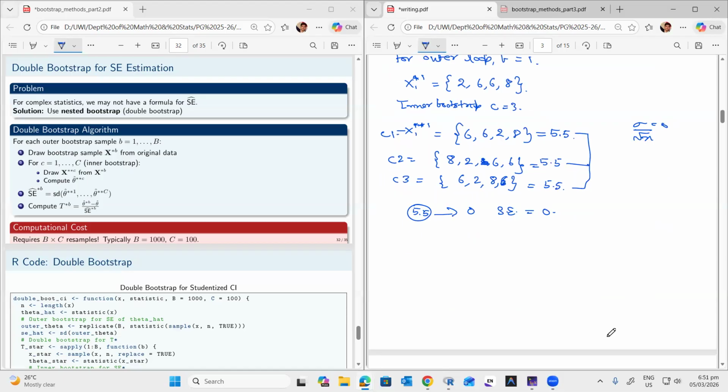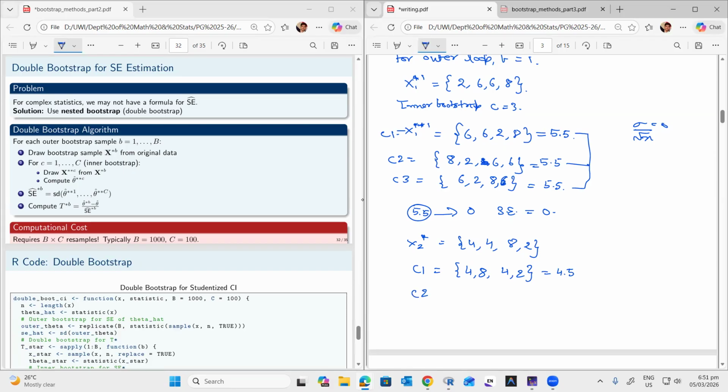So similarly, if you take another sample for the second loop, suppose the second sample that you generate, x2 star, is 4, 4, 8, 2. Because 2, 4, 6, 8 is the original sample, I am going to take C1 as 4, 8, 4, 2. So what will be the mean at that time? 10 plus 8, 18. 18 by 4, that is 4.5. 4.5 will be the mean.